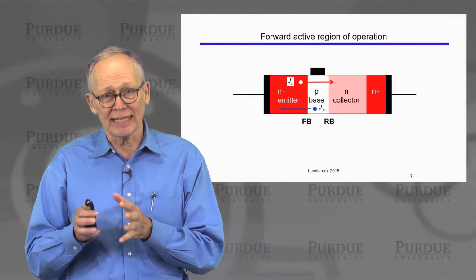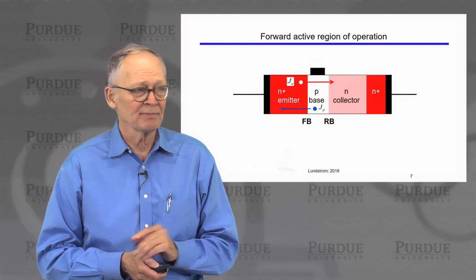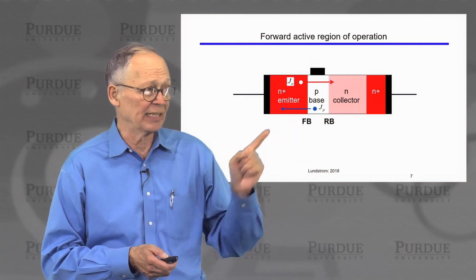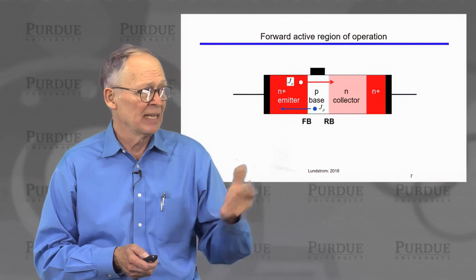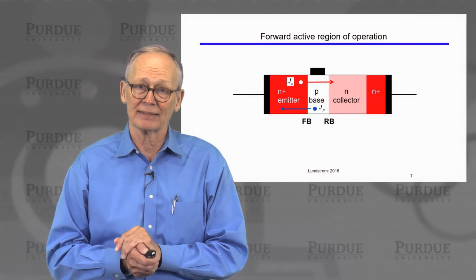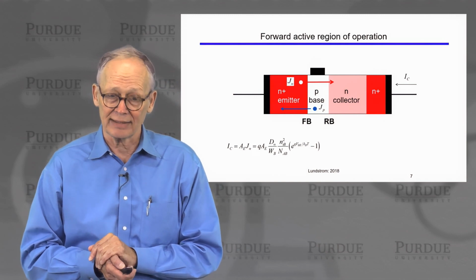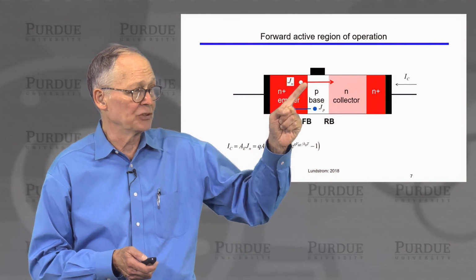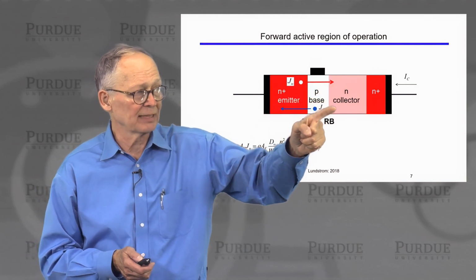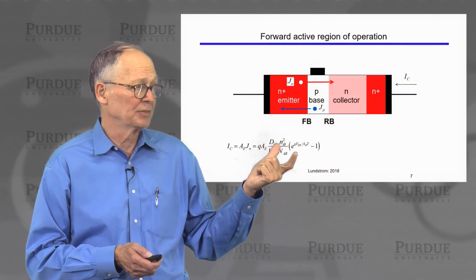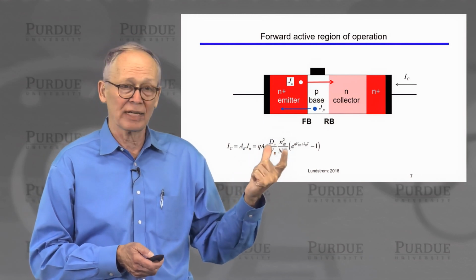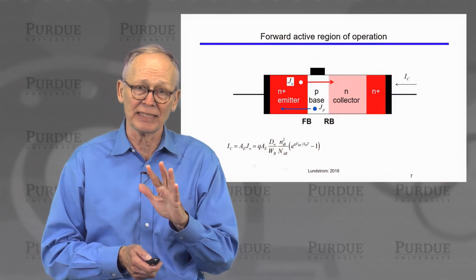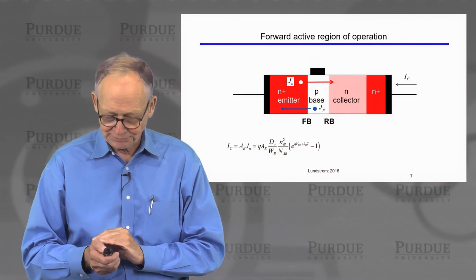So we are going to be thinking about this device biased in the forward active region. This is sort of like the saturation region of a MOSFET. In that region, we will forward bias the base emitter junction so that we inject electrons into the base, and we will reverse bias the base collector junction so that we collect the electrons that are injected. The current then that comes out, electrons will be injected into the base, diffuse across the base, and come out the collector. The current that comes out will be that electron injection current density multiplied by the area of the emitter base junction, which is doing the injecting.